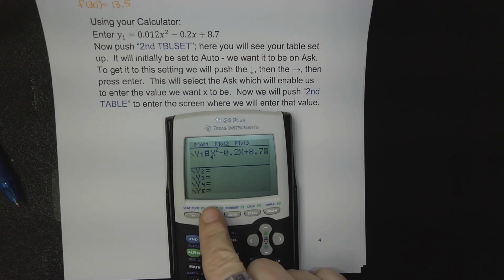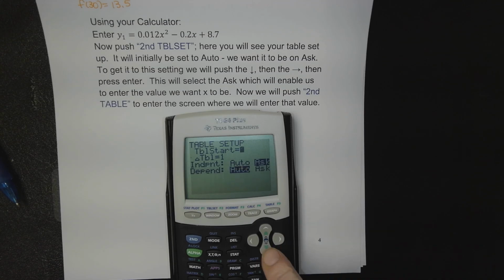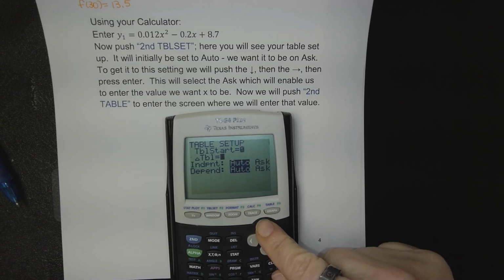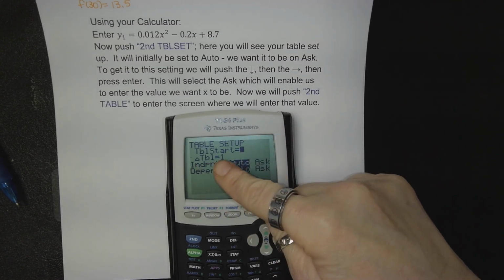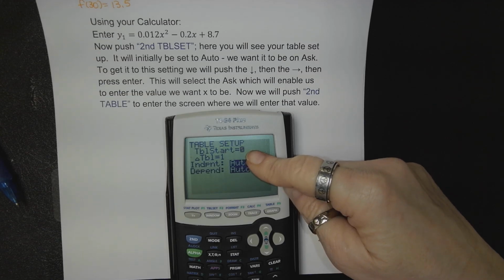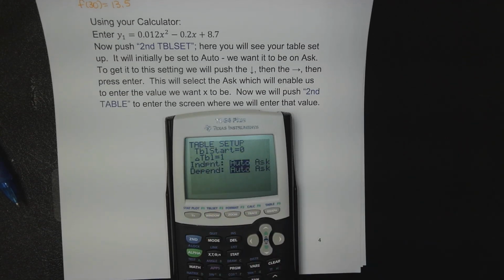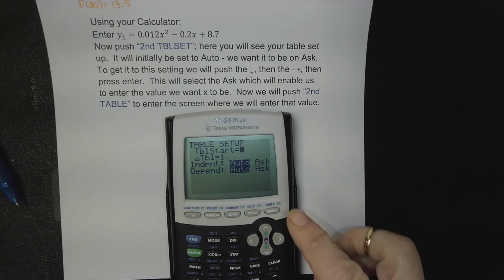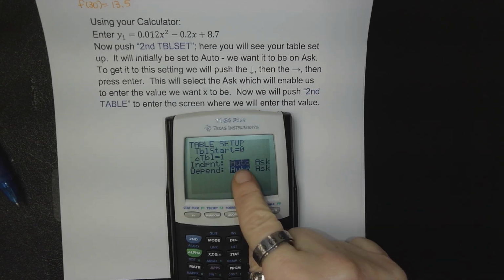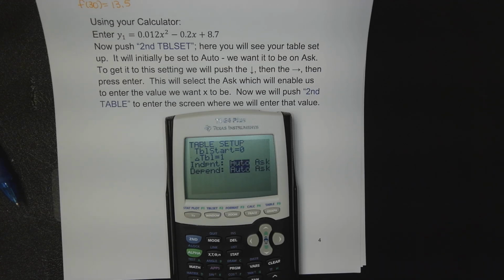And we're going to second table set, which is above window. Let me go back down where I'm supposed to be. There we go. When you get here, we want table start at 0. We always want it to table by 1 because we want it to go up 1 increment. That's just where it needs to be set. We're going to arrow down right here. It's at auto. We don't want it to be at auto. We want it to be at ask. So arrow over to ask and then hit enter.